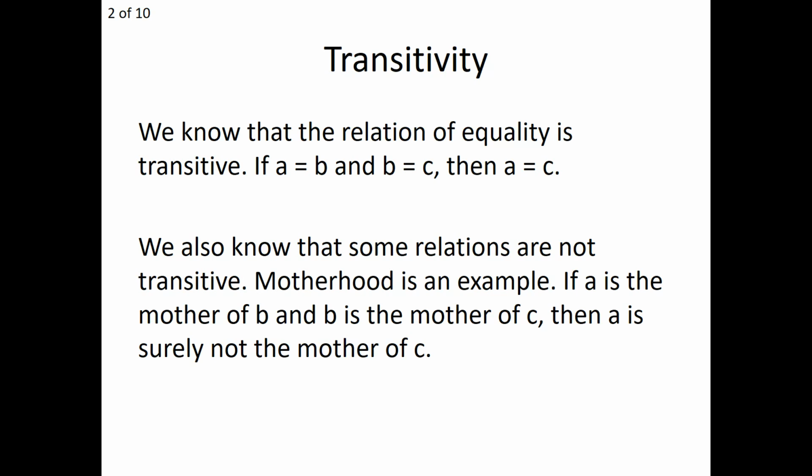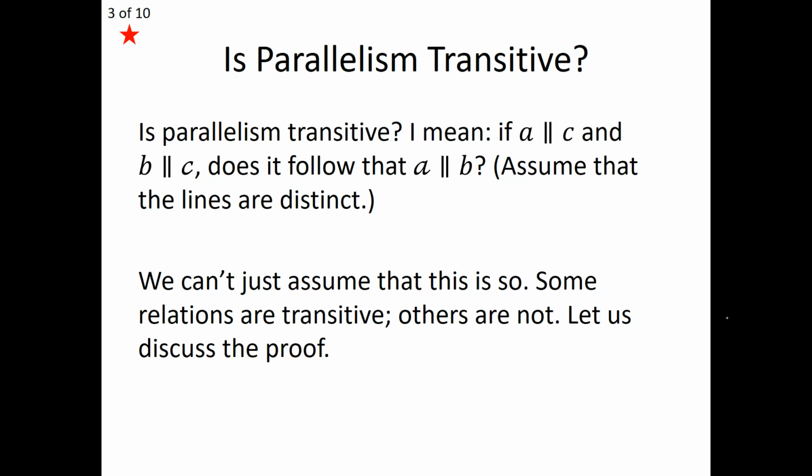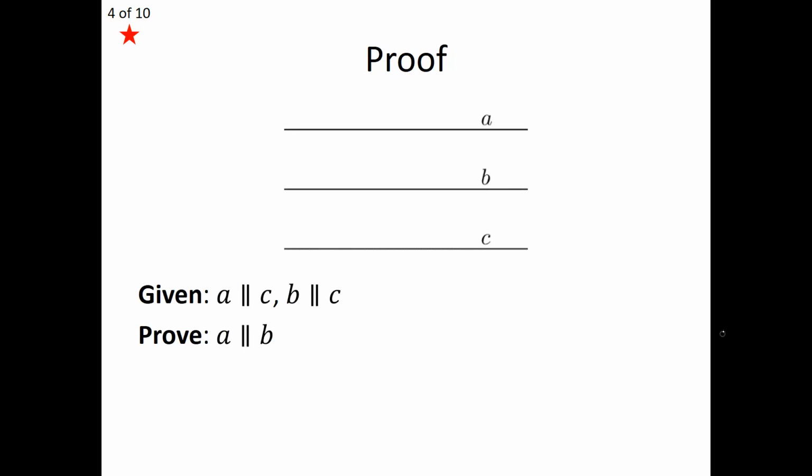So the question we have to ask as we approach this new relation of parallel lines is: is parallelism transitive? Meaning that if A was parallel to C and B was also parallel to C, would A and B then be parallel to each other, assuming that all three lines, yes, are distinct? Well, if we assume that all three lines are distinct, then we'll have to actually prove that this relation is true, because we can't just assume that transitivity will hold true. Let's take a look at the proof of this.